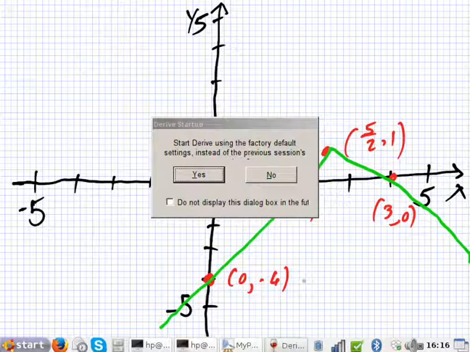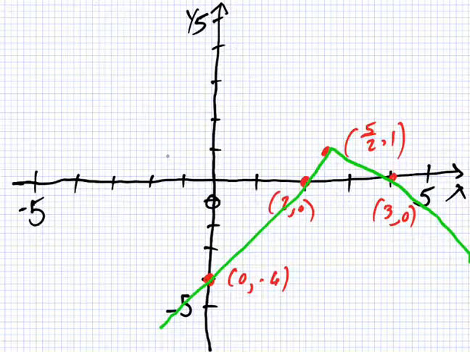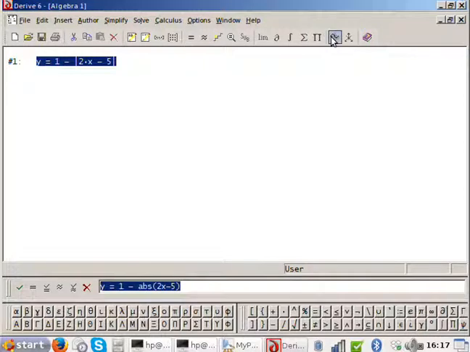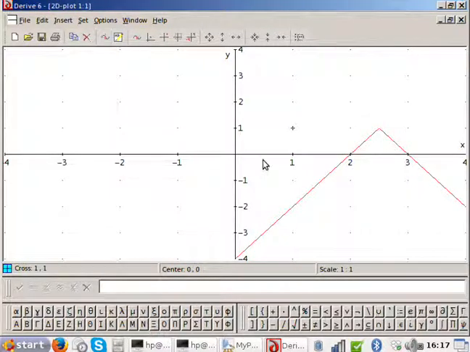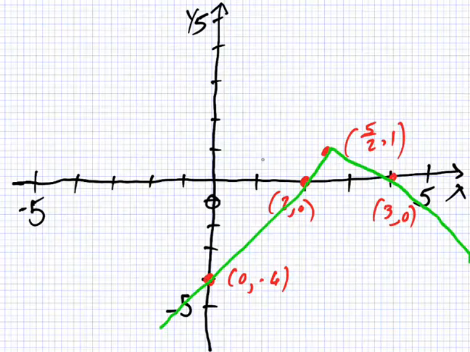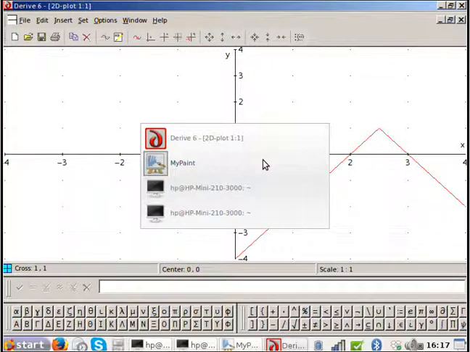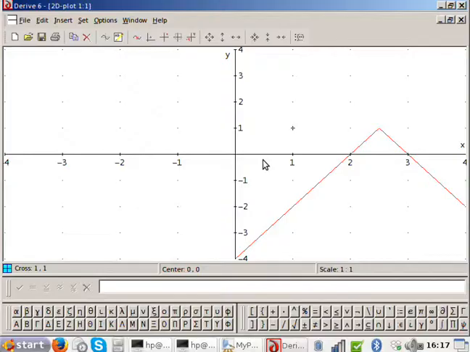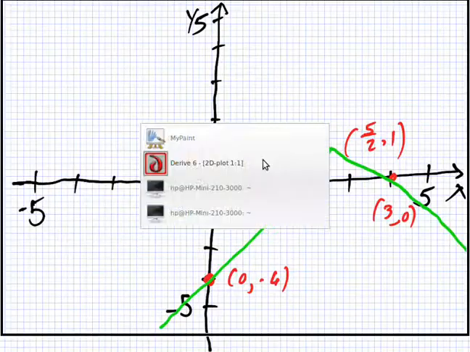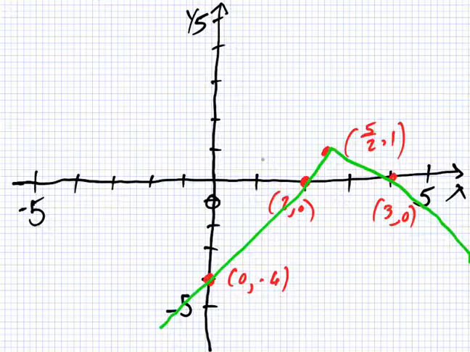Ugly? I know. Let's have a look at a nice one. What is it now? y equals 1 minus absolute value of 2x minus 5. Draw that for me. It's not so bad. I can hardly tell the difference. There's my one. Like looking at a twin. Anyway, you get the idea. We'll get you the full marks in the exam.